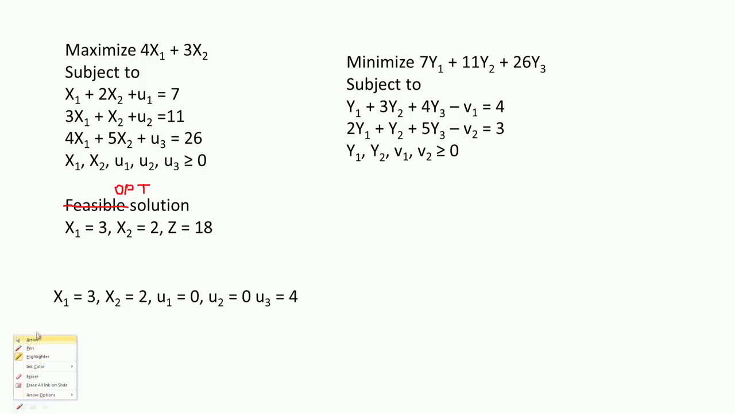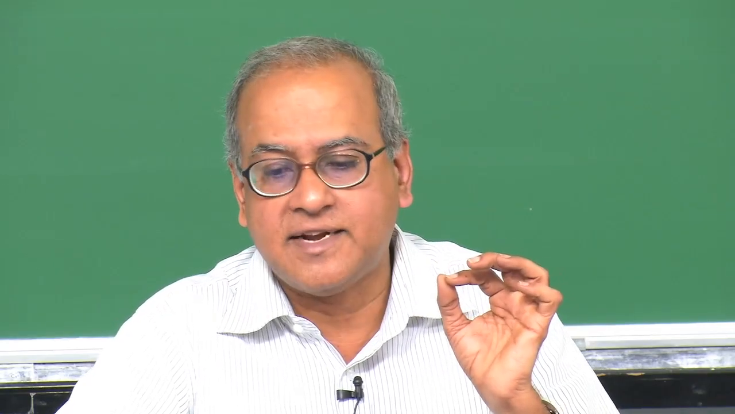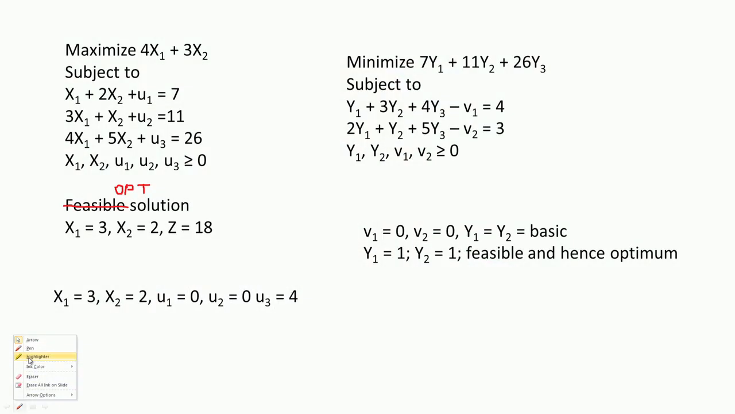Now let us apply the complementary slackness and try to understand the dual solution. Now the dual solution is y1 equal to 1, y2 equal to 1, 7 plus 11 is 18. So each unit worth is 1, feasible and hence optimum. Now if I apply this solution, x1 equal to 3, x2 equal to 2, now 3 plus 4 is equal to 7, u1 is equal to 0. So u1 equal to 0 necessitates y1 is in the solution, and we get y1 is equal to 1.